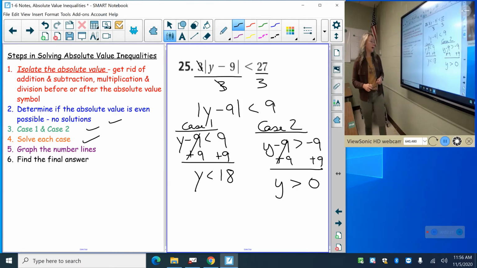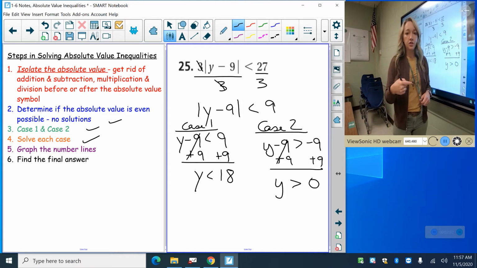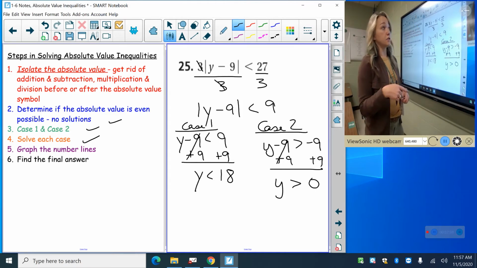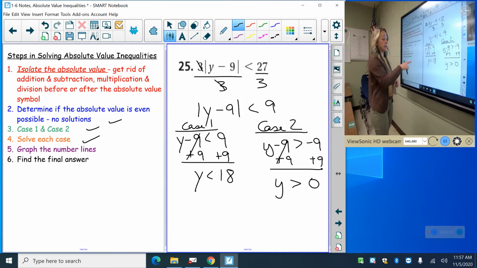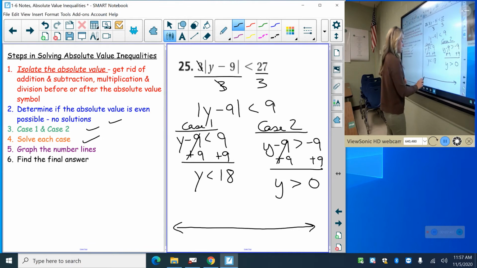So what we do now is different than what we did when we had equations. When we had equations, we had to check both answers to make sure that it actually worked. Now what we have to do is actually take these two inequalities and graph them on a number line like a compound inequality. We have two inequalities that have to be true in order for this absolute value to be true. So let's look at this.